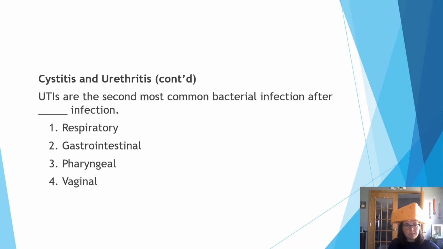Okay, pop quiz. UTIs are the second most common bacterial infection after what type of infection? The answer? Respiratory, specifically upper respiratory.